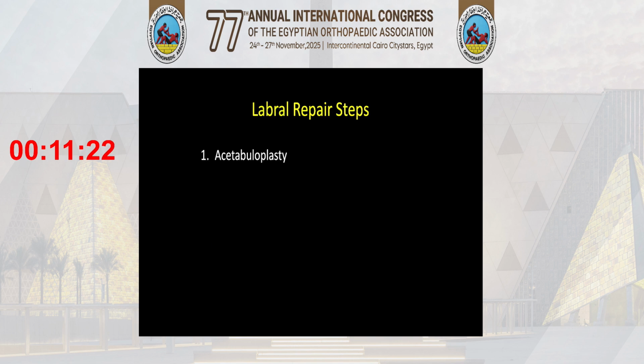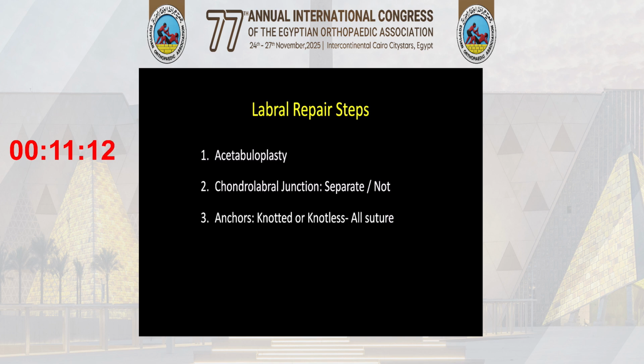So what are the steps of doing that? First, we decompress it by doing the acetabuloplasty. The question that comes out after that: should we separate the labrum or not, which we'll mention. What type of anchors should we use for the labrum? Is it knotted or knotless? Do we use all suture or solid anchors?